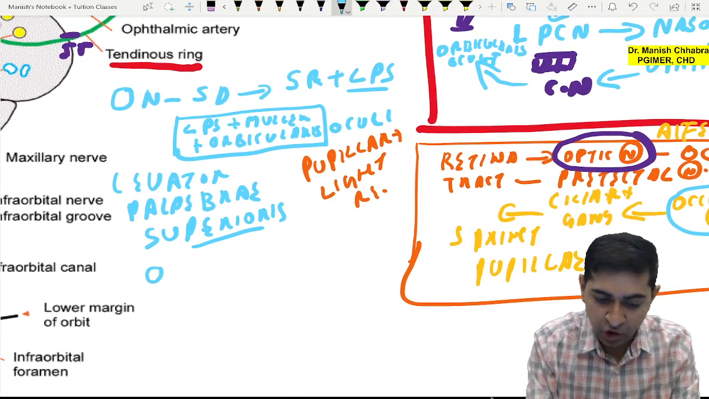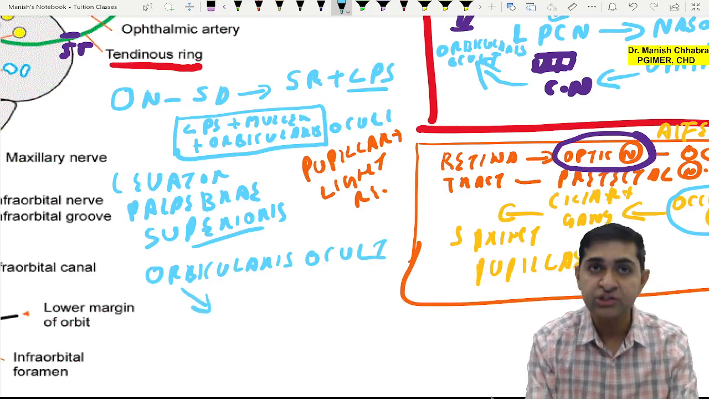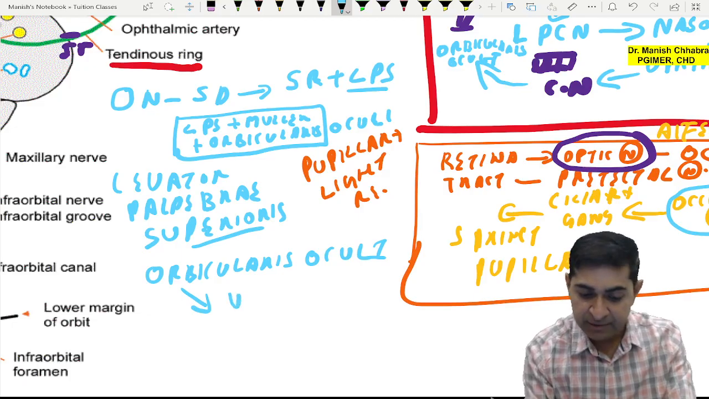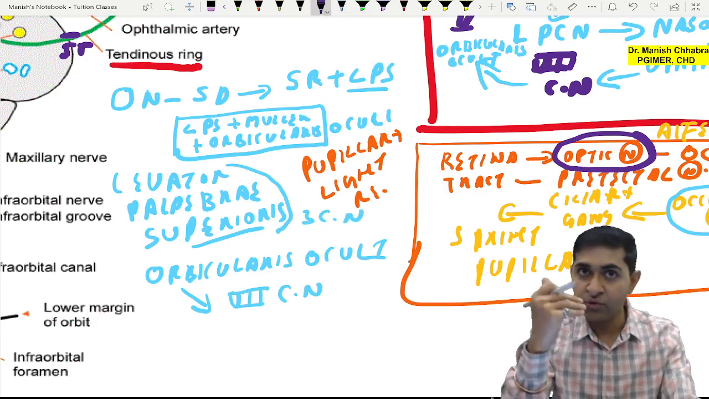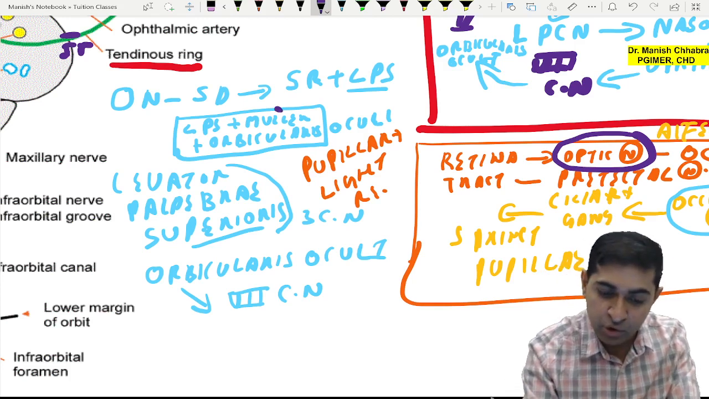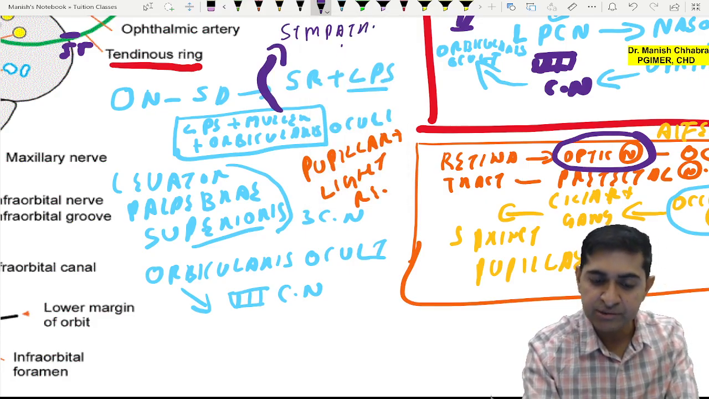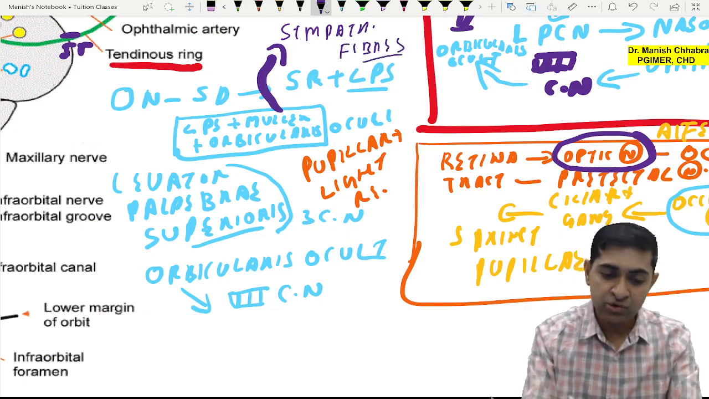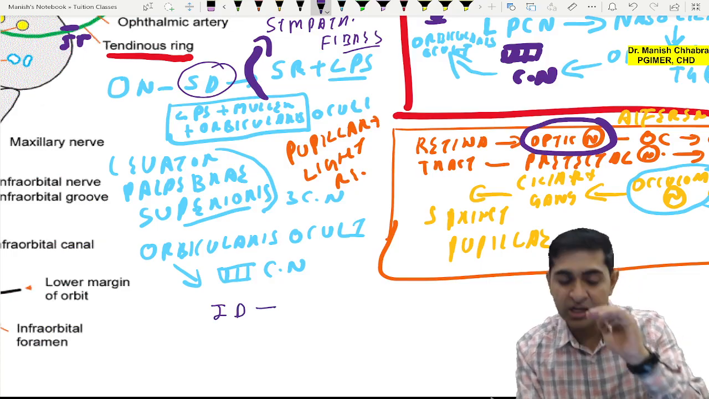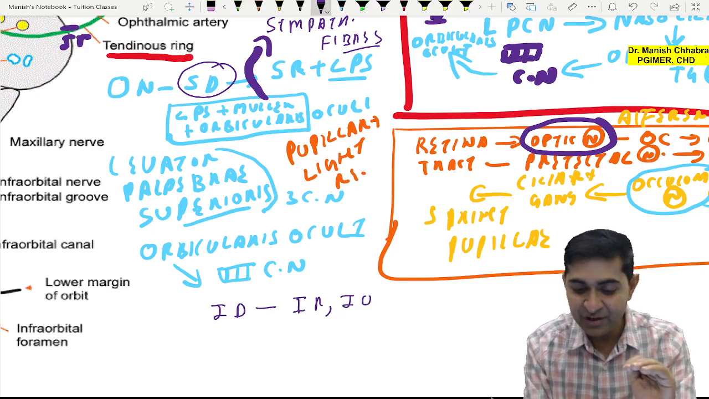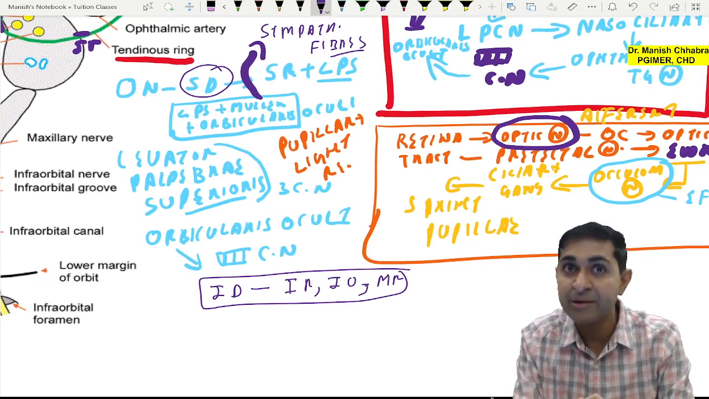Okay. And if I talk about orbicularis oculi, we have just done it. Orbicularis oculi is supplied by the seventh cranial nerve, while LPS is supplied by the third cranial nerve, which is of course the superior division of the oculomotor nerve, and Muller's muscle is supplied by sympathetic fibers. So the oculomotor nerve superior division is supplying these two muscles, while the inferior division is going to supply the muscles which are inferiorly: inferior rectus, inferior oblique, and medial rectus. Understand? Okay.